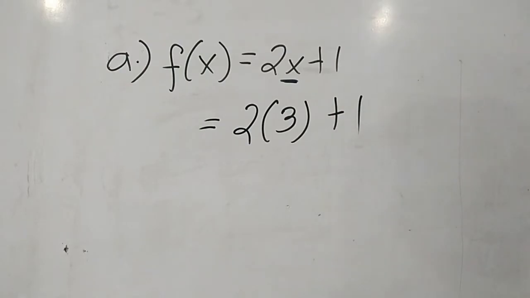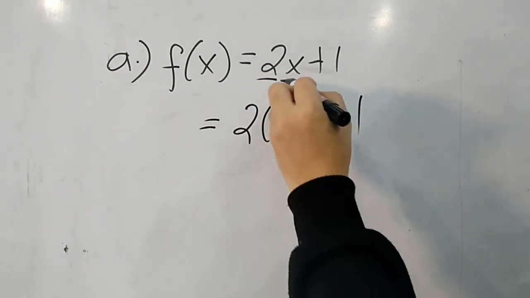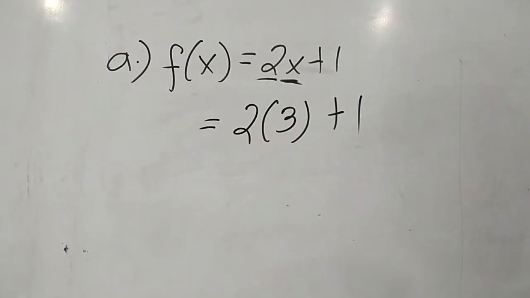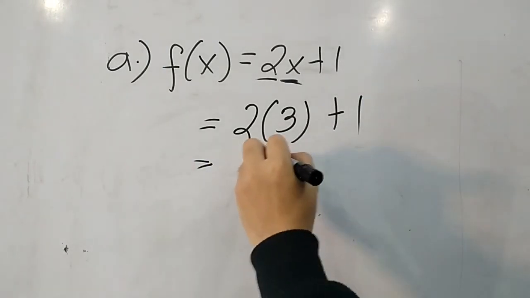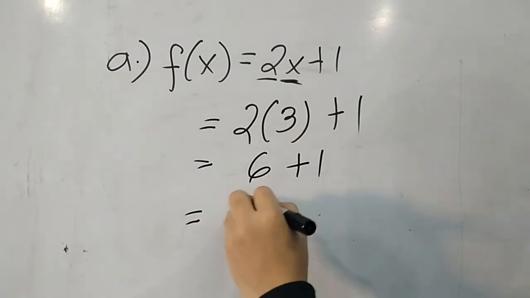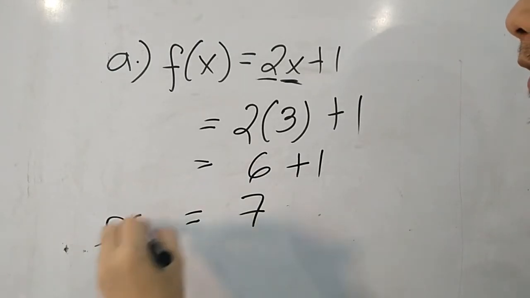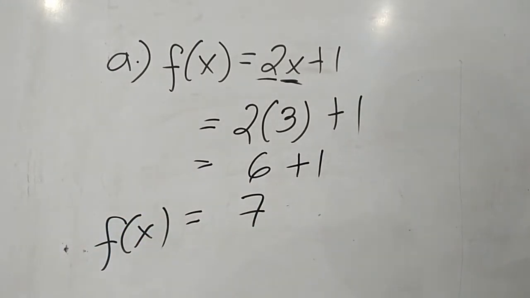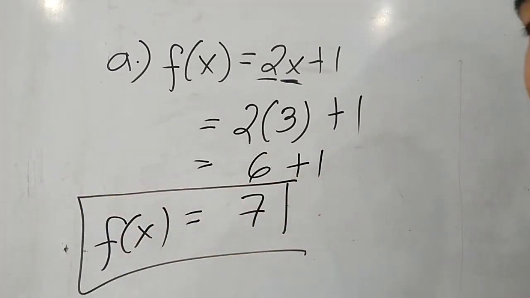Bakit 2 times? Kung naaalala niyo po sa algebra days niyo, pag ang numerical coefficient at variable ay magkatabi, ang operation po dyan ay multiplication. At ang multiplication po ay nire-represent din ng parenthesis. And then solve. 2 times 3 is 6 plus 1. 6 plus 1 is 7. So, the value of f of x is equal to 2x plus 1 when x is equal to 3 is 7. Easy.